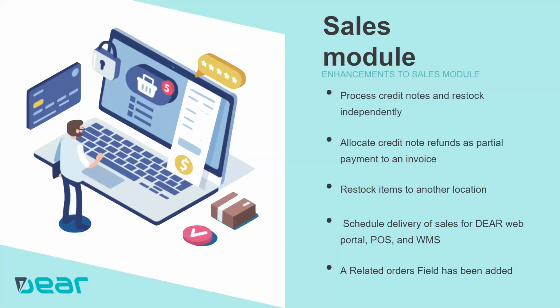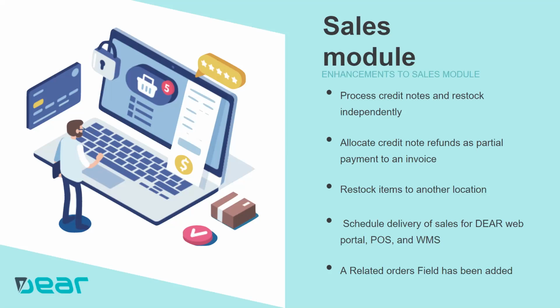The other one I want to touch on is restocking items to another location. Previously, if you sold something from one location, you could only restock it back into that location. Now you can restock it to any other location, as one of the major ones. Then we have scheduling deliveries.